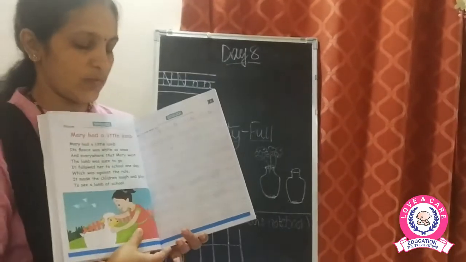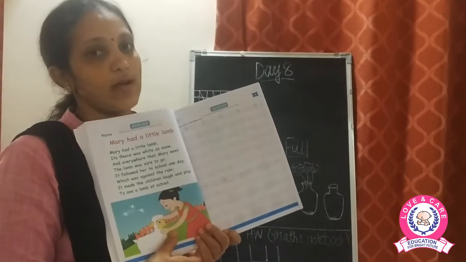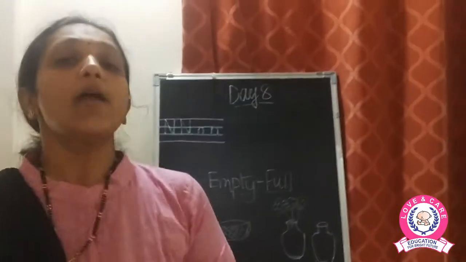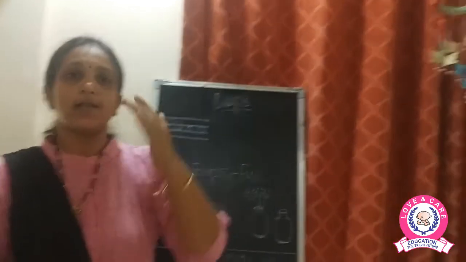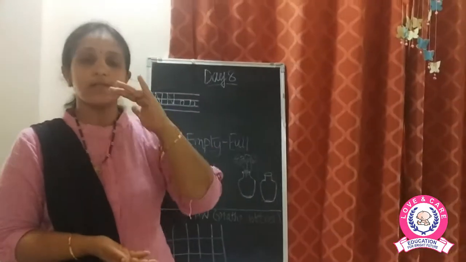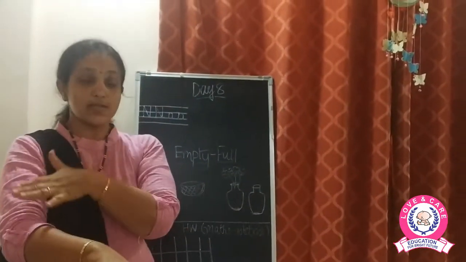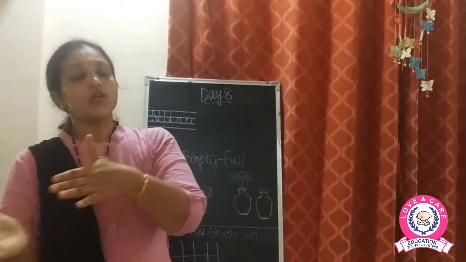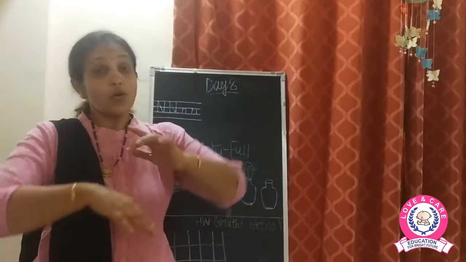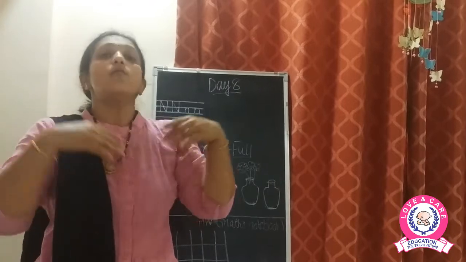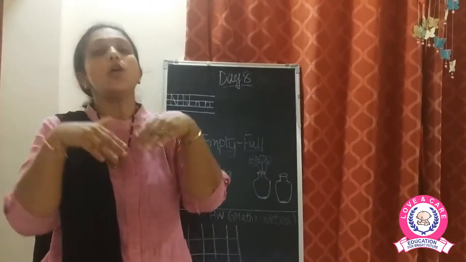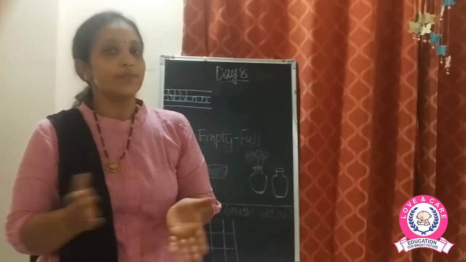Now moving on to the next page, we have a new English rhyme, that is Mary had a little lamb. So we are going to do with action. Mary had a little lamb, little lamb, little lamb. Its fleece was white as snow, and everywhere that Mary went, the lamb was sure to go. It followed her to school one day, which was against the rule. It made the children laugh and play to see the lamb at school.